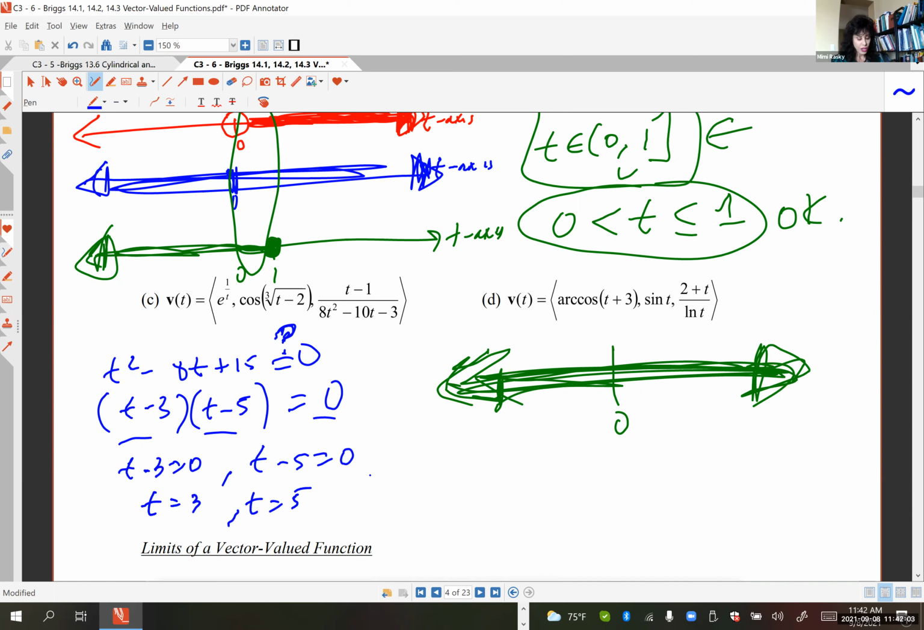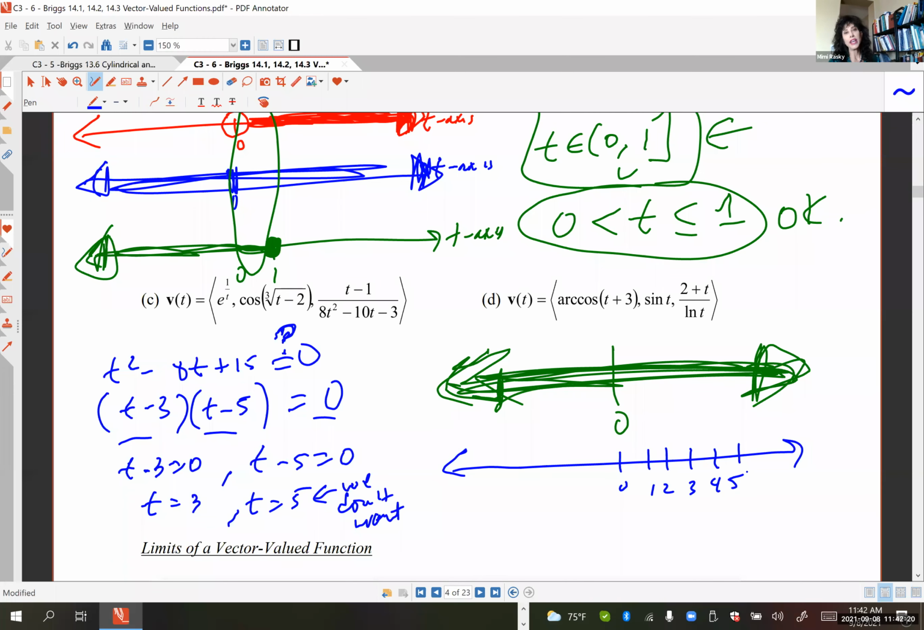Are these the answers? No. Remember, this is what we don't want. We don't want these numbers because they would make the denominator go to 0. So on the number line, 1, 2, 3, 4, 5, I'm going to sketch or shade in the okay numbers for this second component. I'm going to put an open bubble on the 3. 3 is not okay. I'm going to put an open bubble on the 5. 5 is not okay. But anything in between 3 and 5 is okay, like 3.1 or 4.